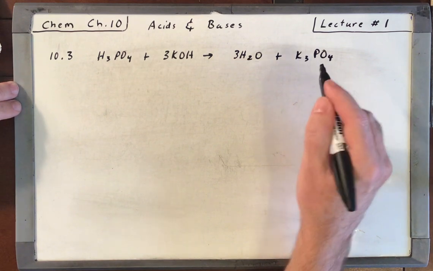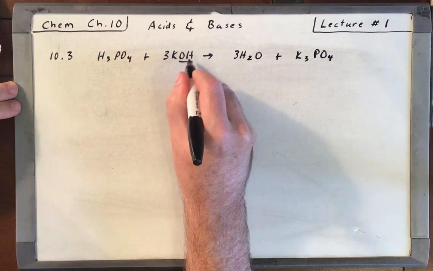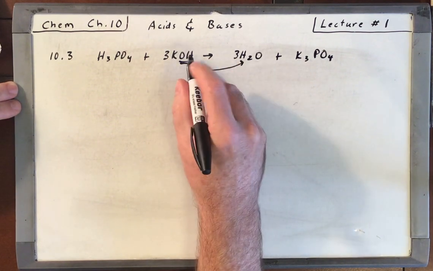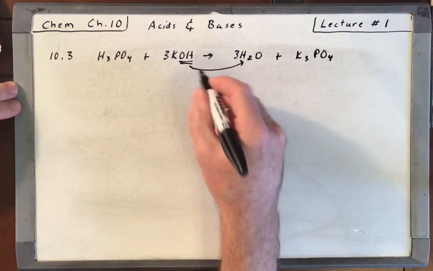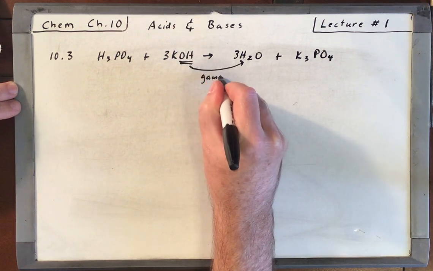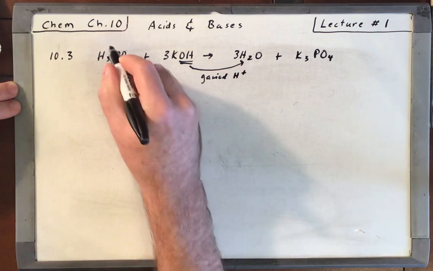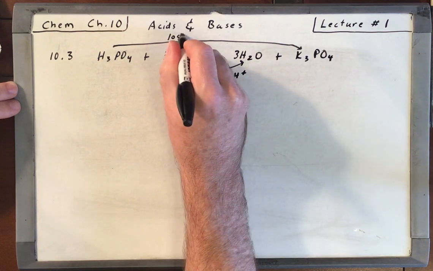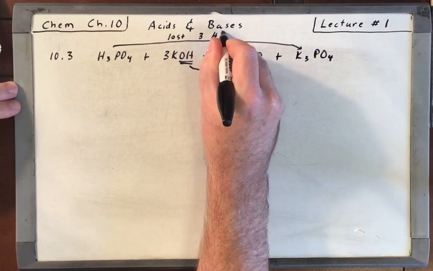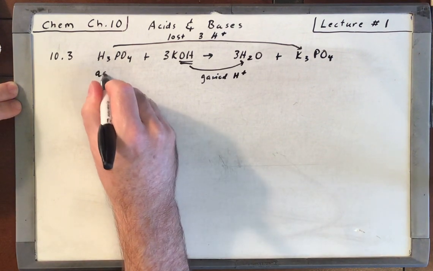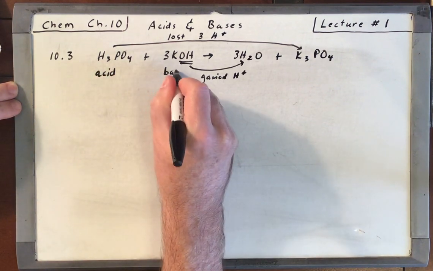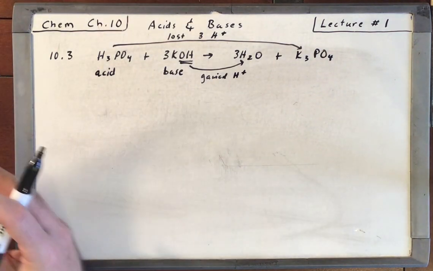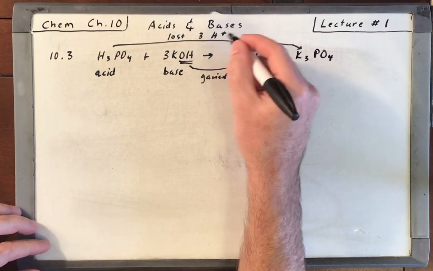Okay, so OH, this part, gained a hydrogen and became H2O. OH, add a hydrogen, you have H2O. So that gained a hydrogen. H3PO4 actually lost 3 hydrogens. So we know this is the acid and KOH is the base. All right, and the fact that it gave away 3 hydrogens, we have a special name for that coming up in just a second.